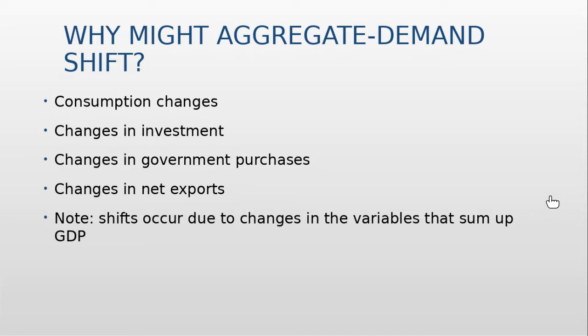Note, these shifts are occurring due to changes in the variables that sum up to GDP, right? So consumption, investment, government purchases, and net exports. If you have something which seems like it would shift any of these four variables, whether increasing or decreasing, well, that means the aggregate demand curve is also shifting.